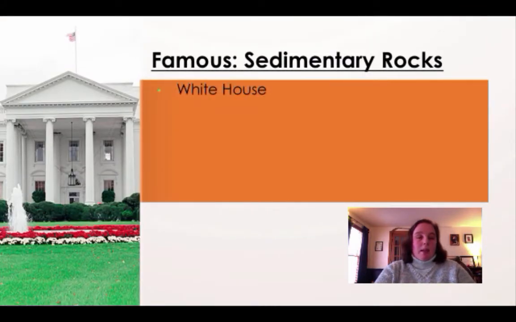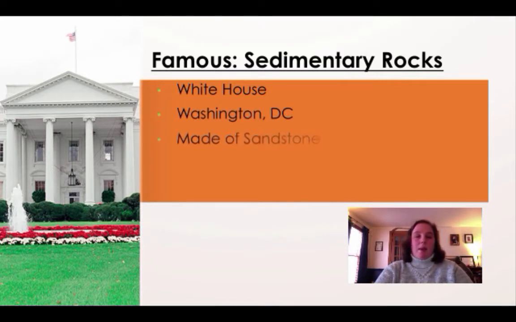So I hope you recognize this famous picture I have here. This is the White House. It is made up of sandstone in Washington, D.C. And I thought you'd like to see a famous example of it.